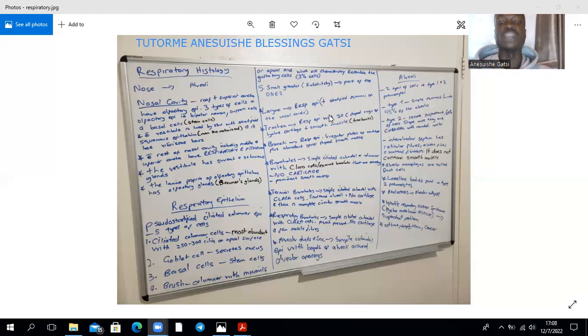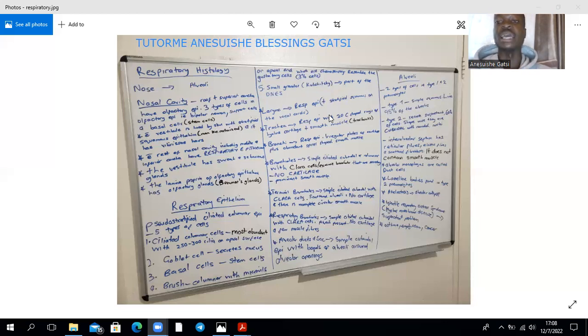Then I talked about the brush cells. They're also going to be there in the trachea. And on the basal end of these brush cells, remember I said there is synaptic contact with afferent nerve endings. Then you also have the small granule cells. I talked about those as being part of the diffuse neuroendocrine system.